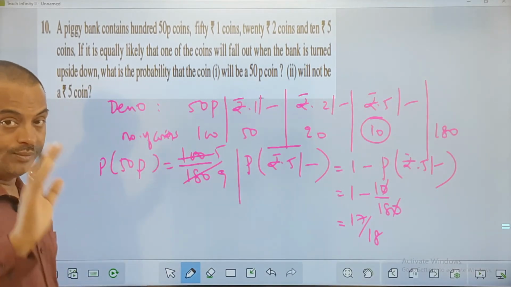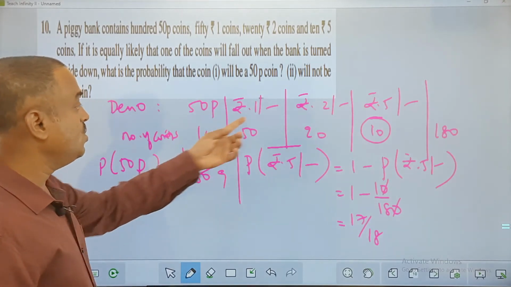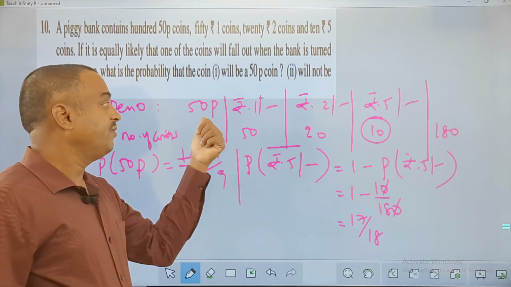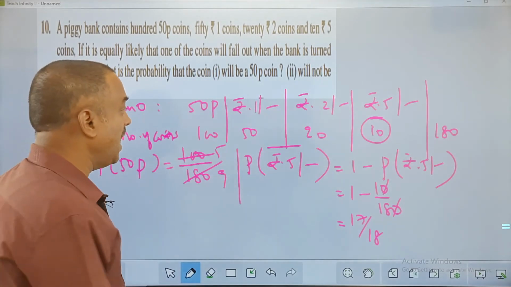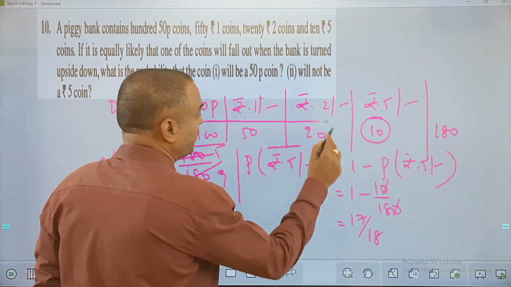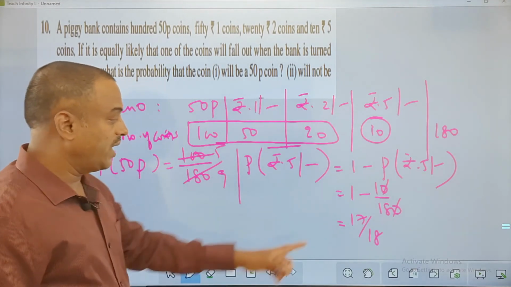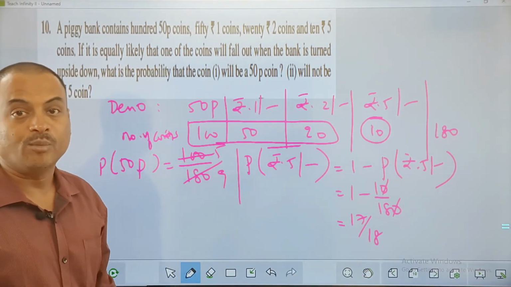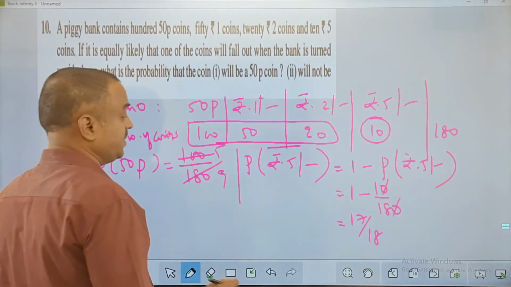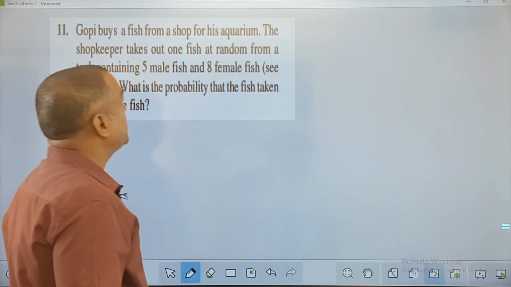You can also write, if it is not a 5 rupee coin, it should be a 50 paisa coin, 1 rupee coin or 2 rupee coin. So other than 5 rupee coins we have 170. So 170 coins out of 180, 0, 0 get cancelled. You get 17 upon 18 as the answer. We'll switch to the next question, all of you.